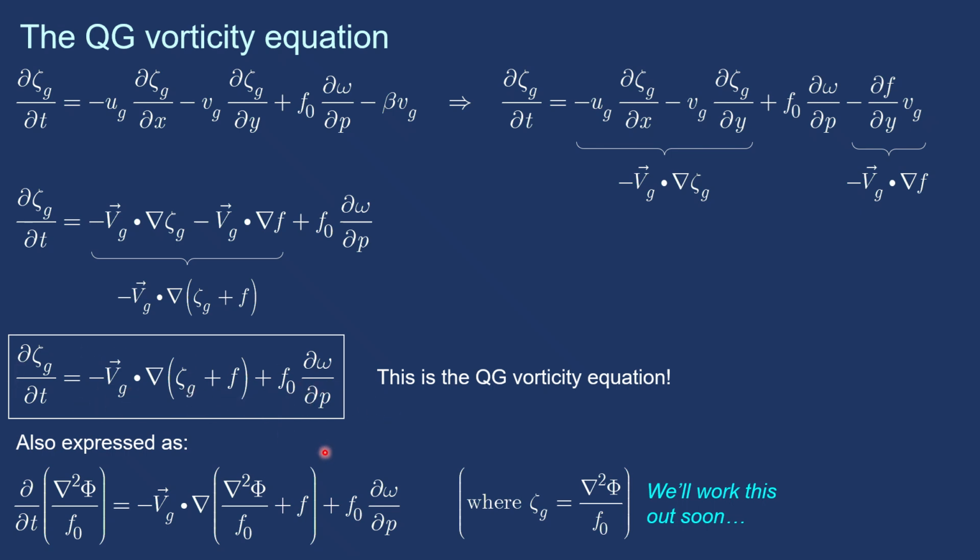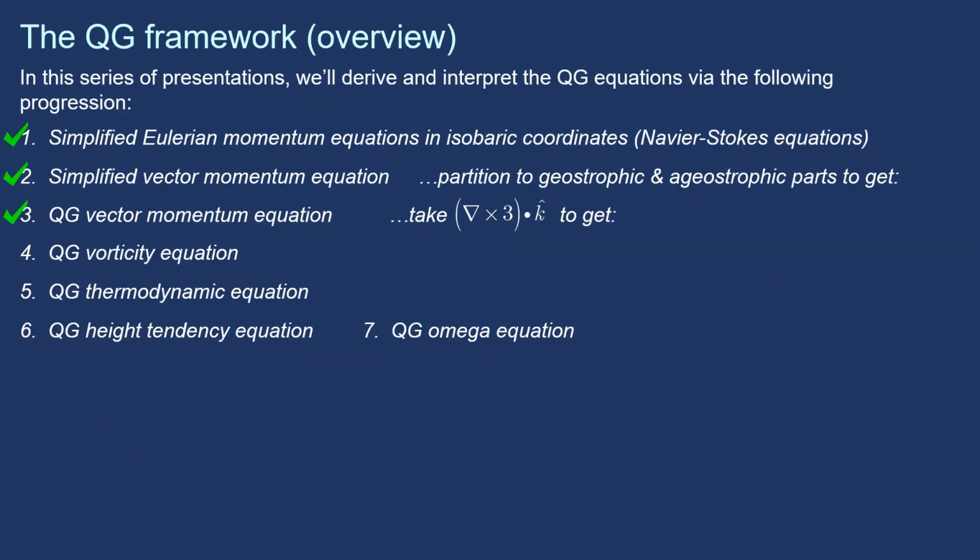So the next thing that we will do is talk about the physical interpretation of this. What do these two terms actually mean, and how can we assign some meaning to those? But for now, we can at least take some satisfaction in the fact that we have accomplished step 4. We have written down now the QG vorticity equation. And the next step will be to do a quick little interpretation of what we have, and then we will move on to the QG thermodynamic equation after that.